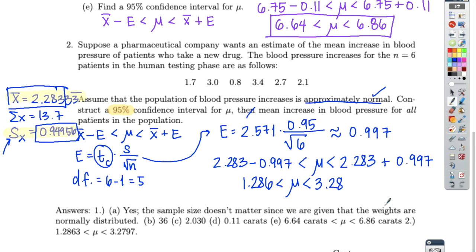Okay, so not 100% certain, but I can say with 95% certainty that our population mean is somewhere between these two numbers. This is a fairly large interval from 1.286 to 3.28. I don't really know if the population mean is on one side of that. It might be directly in the middle, but usually that's unlikely. But I can say with 95% confidence that I think it's somewhere in here.